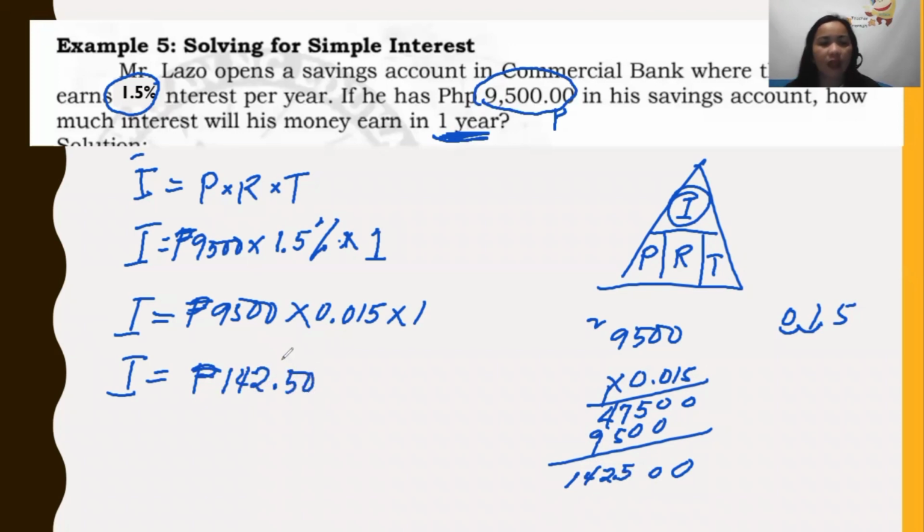pesos and 50 centavos. So ito yung marireceive ni Mang Lasso kapag naglagay siya sa bangko na 9,500 na may 1.5 interest per year. So ito ang madadagdag sa pera niya sa loob ng 1 taon.